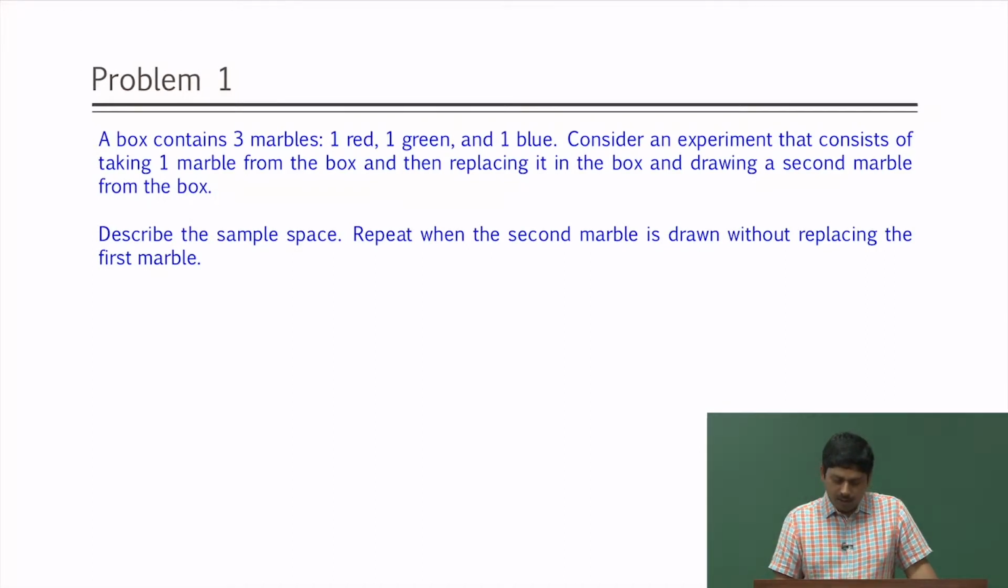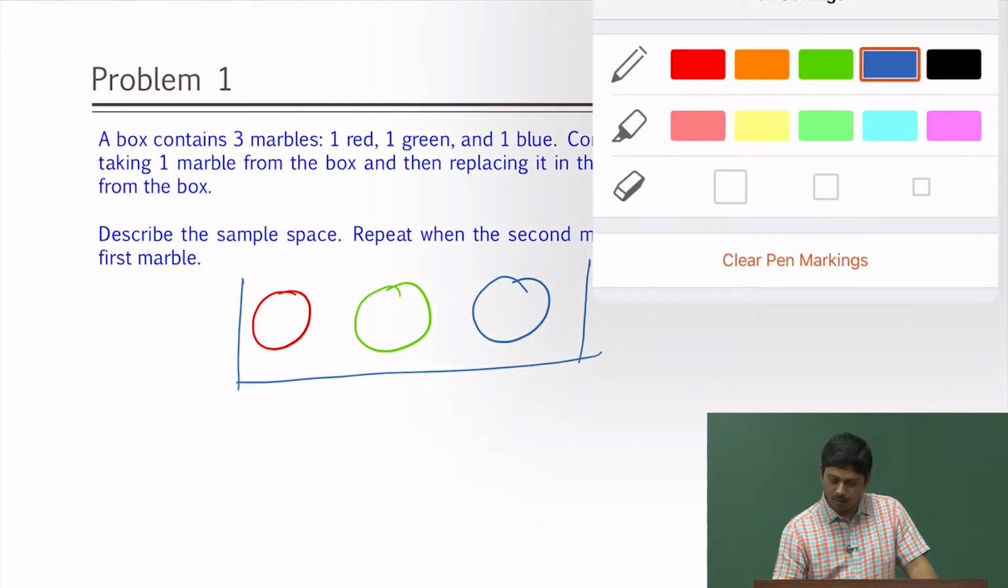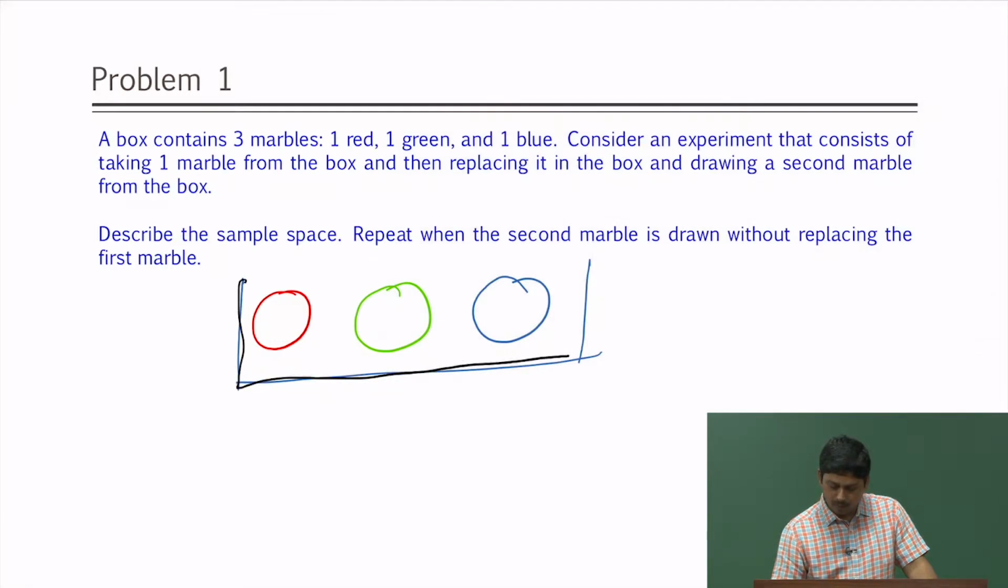A box contains 3 marbles, one red, one green and one blue. So, I will just annotate with that color. Consider an experiment. So, this is a box, I should have drawn the black box. Consider an experiment that consists of taking one marble from the box and then replacing it in the box and drawing a second marble from the box.